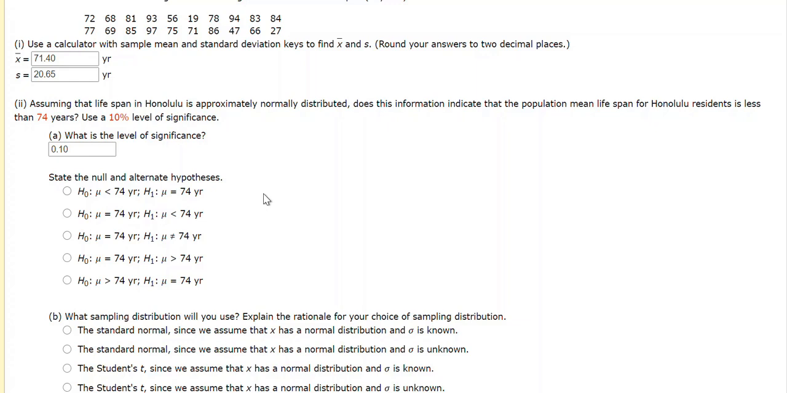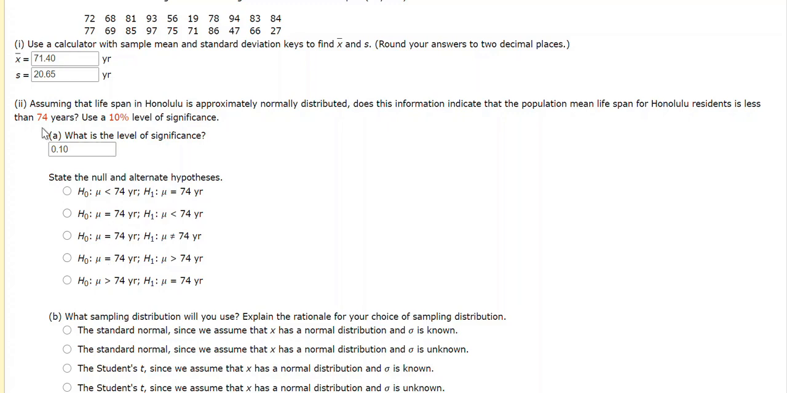There is no exception to that statement. It must include equality. So it cannot be the first one and it cannot be the last one because they have non-equalities. Equality, equality, equality. The null hypothesis must include equality.